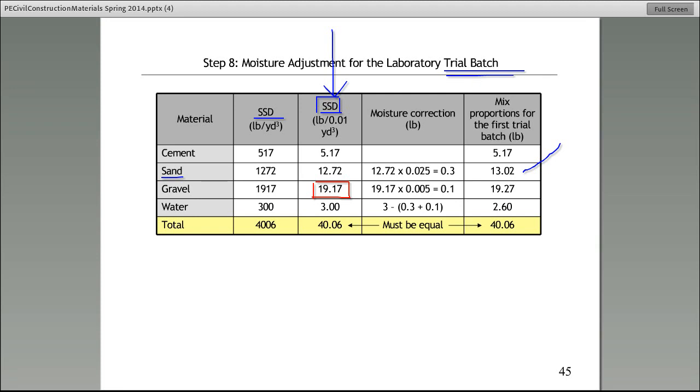So 0.5% is 0.005. Multiply that by 19.17, and that gives you the correction factor of 0.1. So it's too wet, so you add 0.1 to 19.17. All right, so you end up with 19.27.